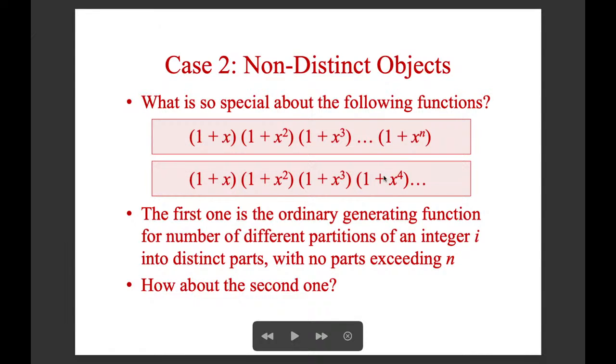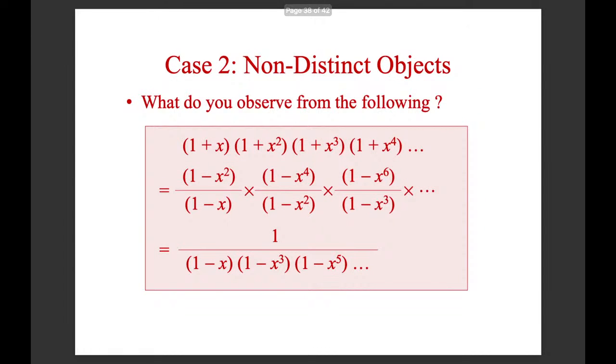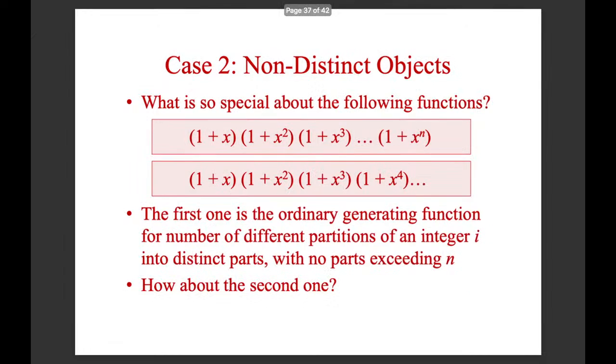And similarly, the next one is the number of ways to partition the integer into distinct parts. So each part has to be different from the other one. Okay? So bear in mind what these two mean. Now let's work out the second one.